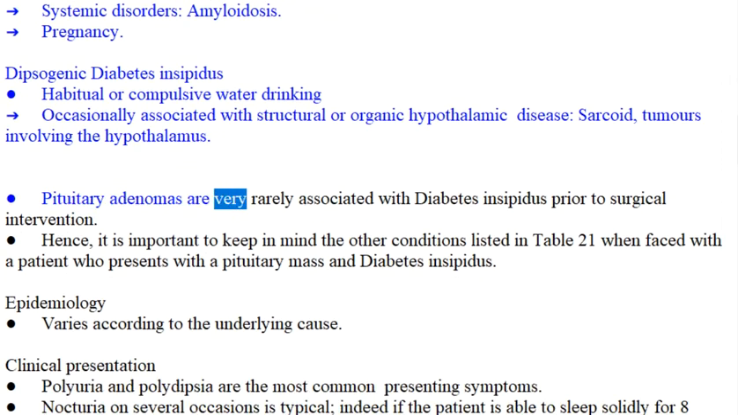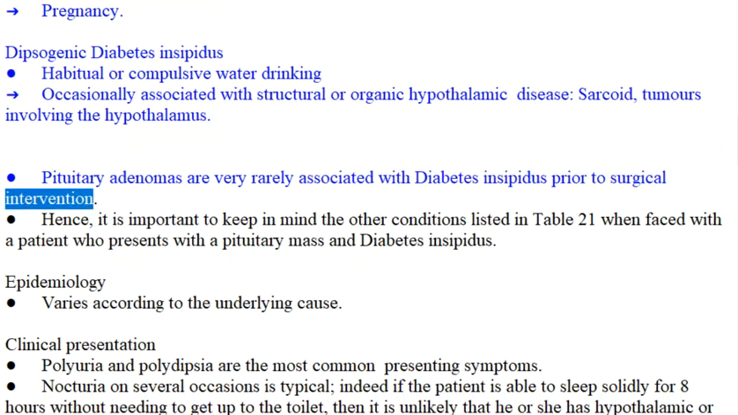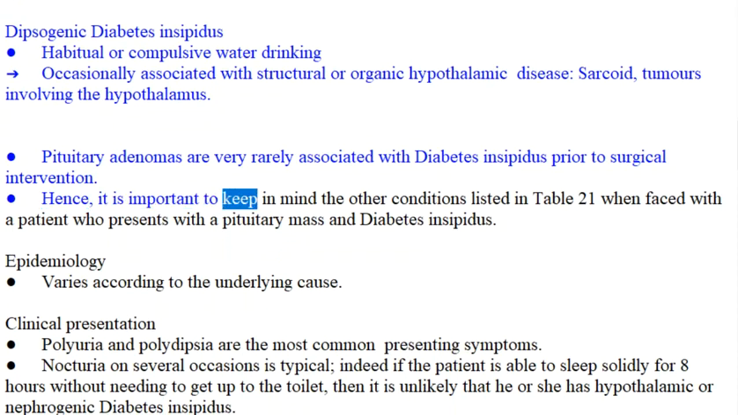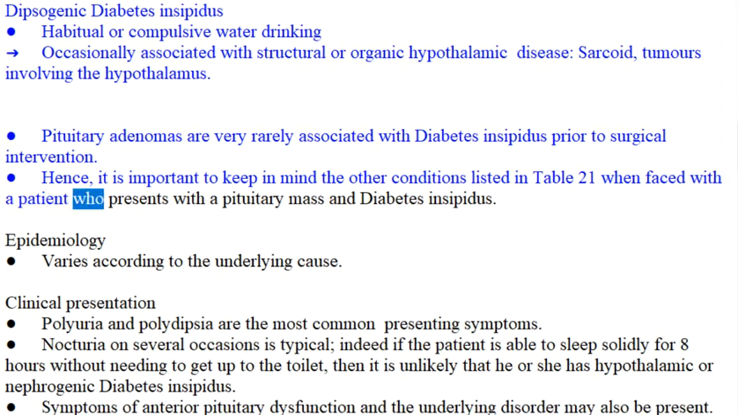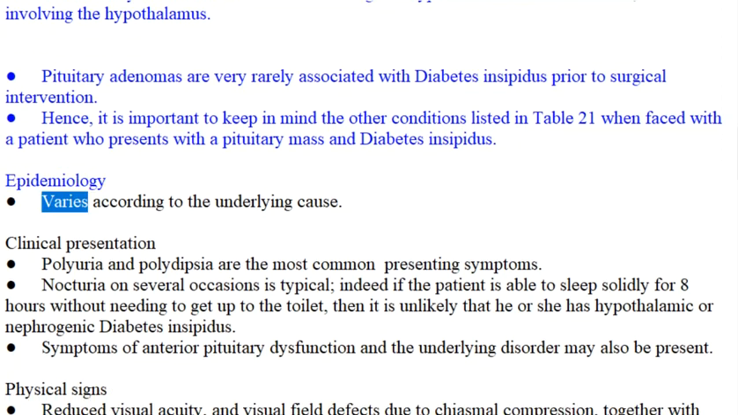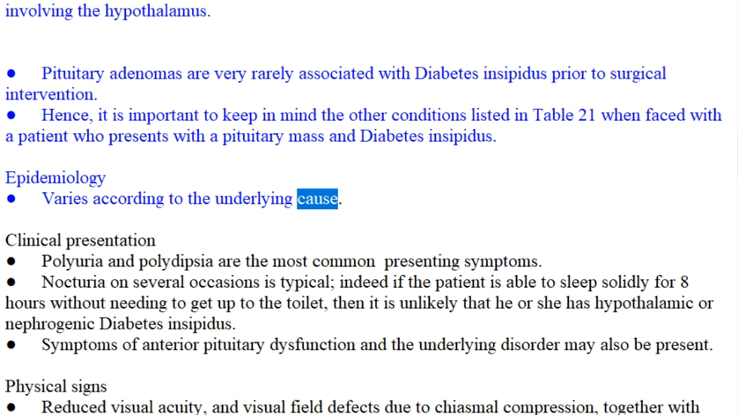Pituitary adenomas are very rarely associated with diabetes insipidus prior to surgical intervention. Hence, it is important to keep in mind the other conditions listed in Table 21 when faced with a patient who presents with a pituitary mass and diabetes insipidus. Epidemiology varies according to the underlying cause.